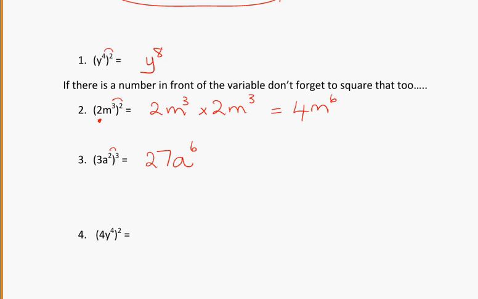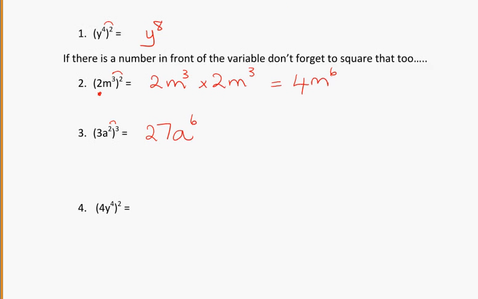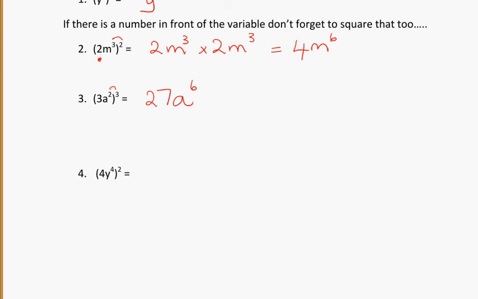Let's try the last one. 4y to the power of 4, squared. Okay, square the 4 first. 4 4s are 16. Now raise your power to the other power. 4 2s are 8, and so we have y8. Now try the ones in your booklet.